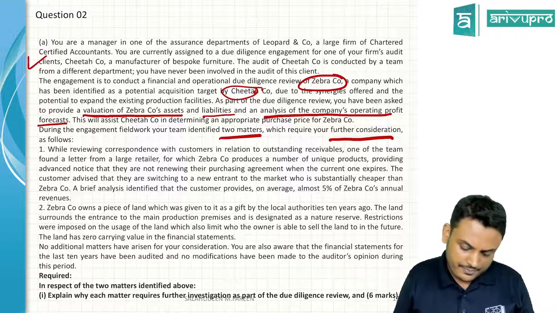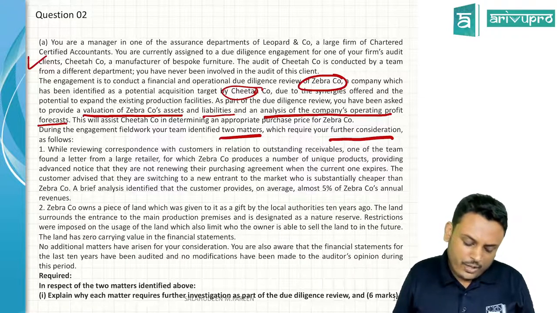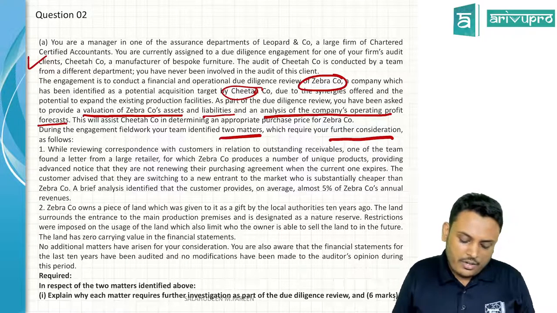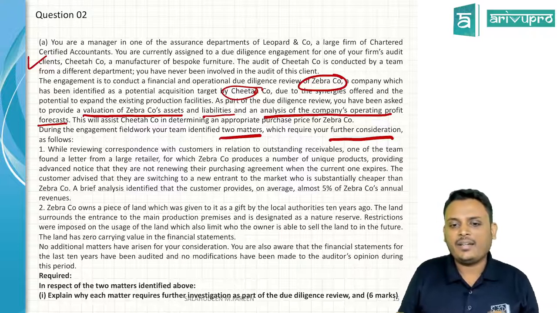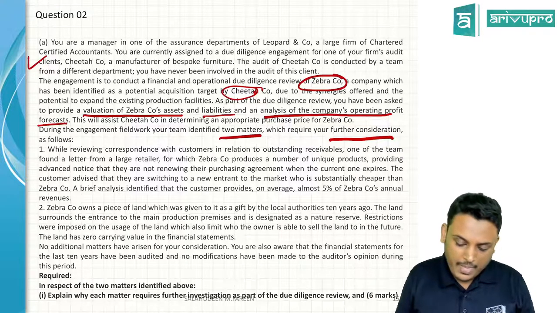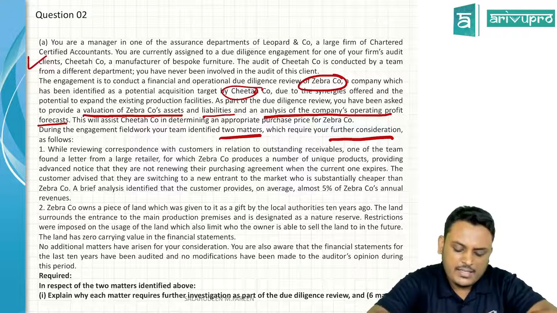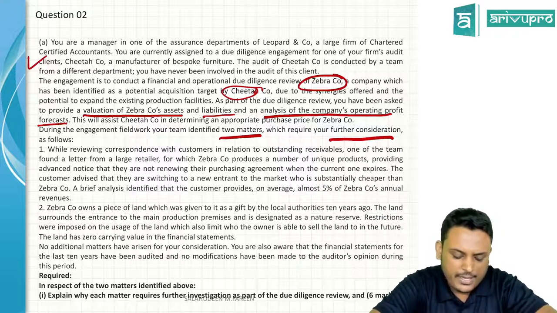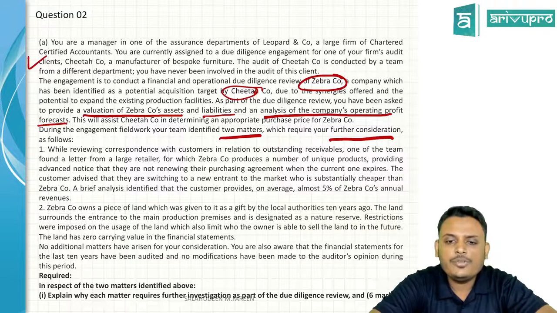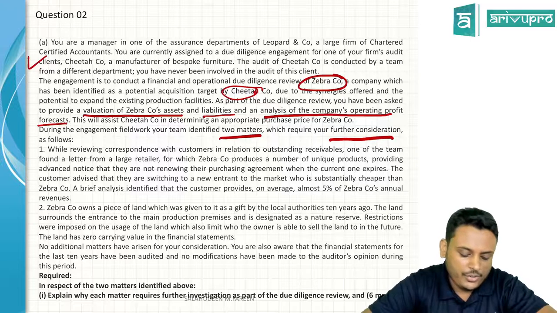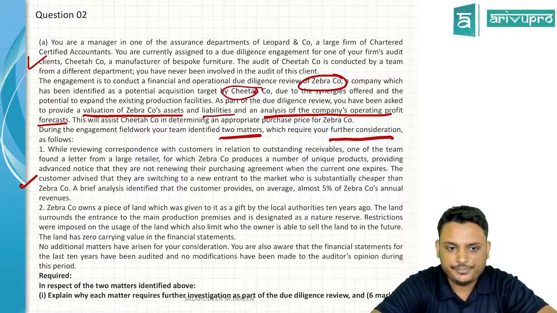While reviewing the correspondence with customers in relation to outstanding receivables, one of the team found a letter from a large retailer for which Zebra Company produces a number of unique products, providing advance notice that they are not renewing their purchasing agreement when the current one expires. See, one contract finished, they said they are not going to repeat, right? The customer advised that they are switching to a new entrant to the market who is substantially cheaper than Zebra. A brief analysis identified that the customer provides an average 5% of Zebra's annual revenue. The person who is providing 5% of annual revenue is now going to shift to another new entrant. So it's a market, there is a new entrant also, and that person is giving very cheap prices.